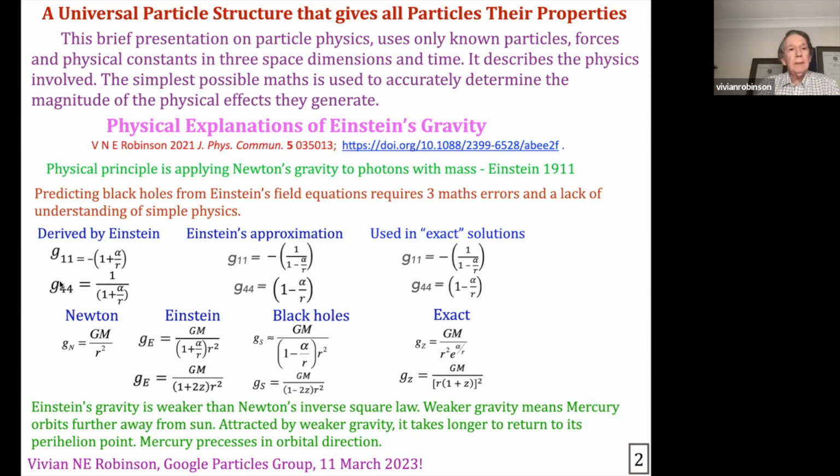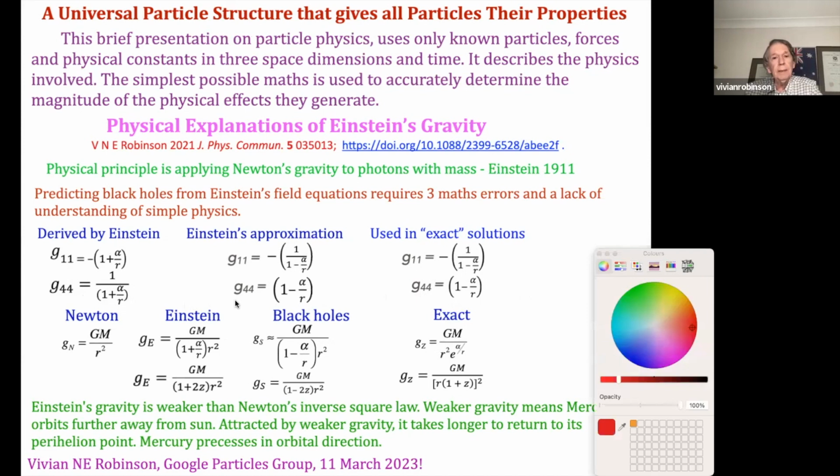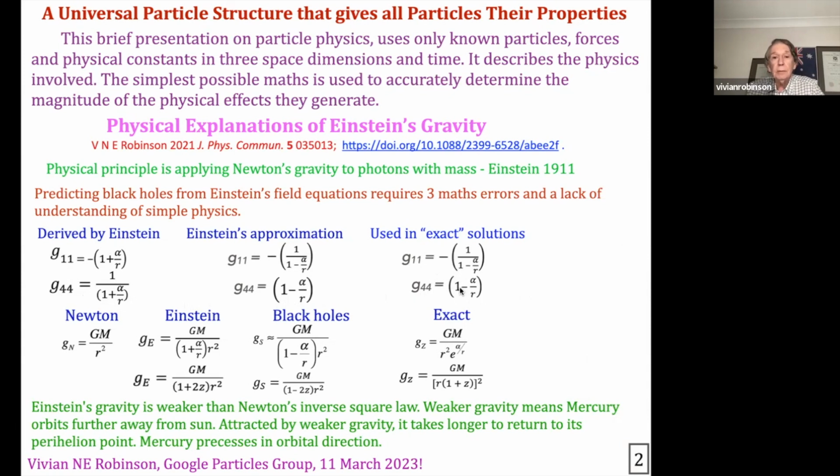For example, Einstein derived G11 equals minus 1 plus alpha over r, which he then approximated to minus 1 over alpha minus r, and that is the equation used in the so-called exact solution. At the same time, he derived G44 equals 1 over 1 plus alpha over r, because they are the negative inverses of each other. He approximated that to 1 minus alpha over r, and that is what is used in these so-called exact solutions.